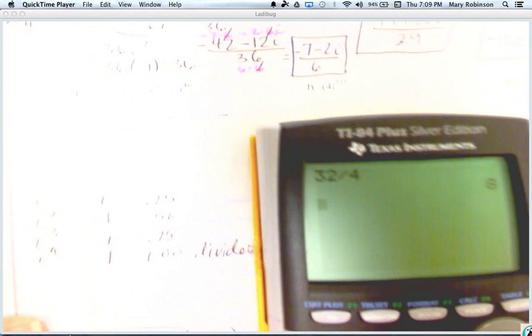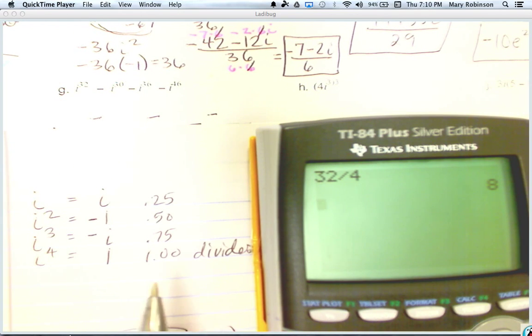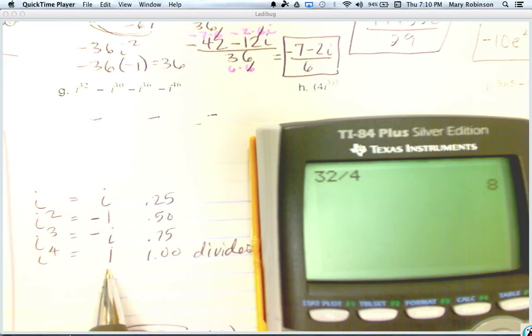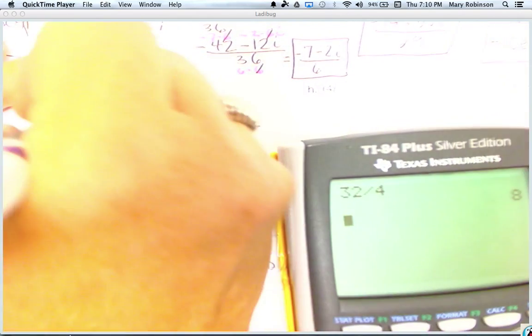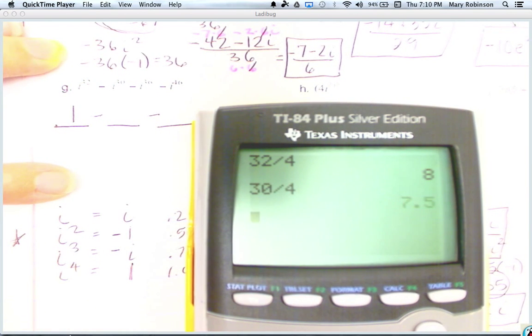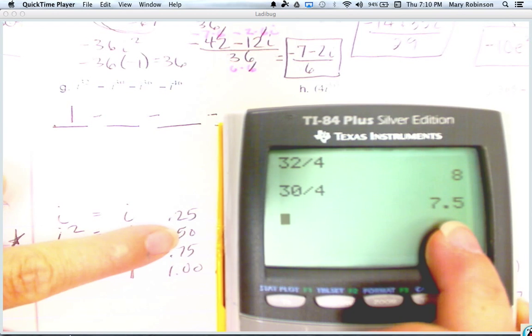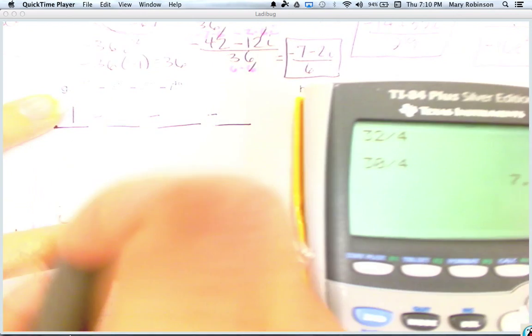I'm sorry, I'm going to try to make this a little clearer. It divides evenly with no remainder. No remainder is 1, positive 1. So in that first blank, I'm going to put positive 1. 30 divided by 4 ends in 0.5. Go back to the chart. 0.5 is negative 1.